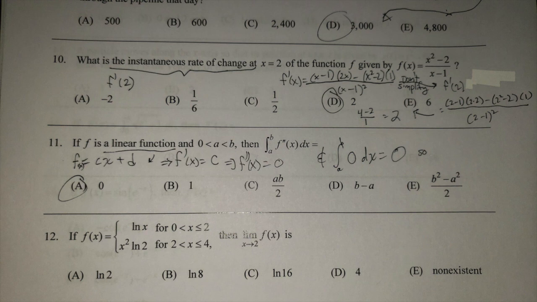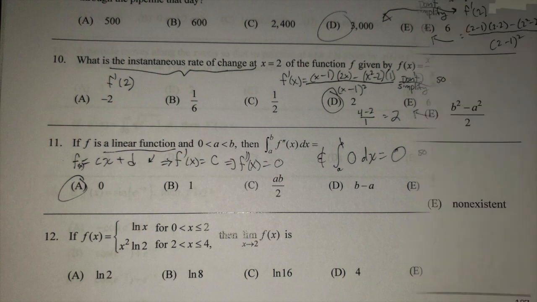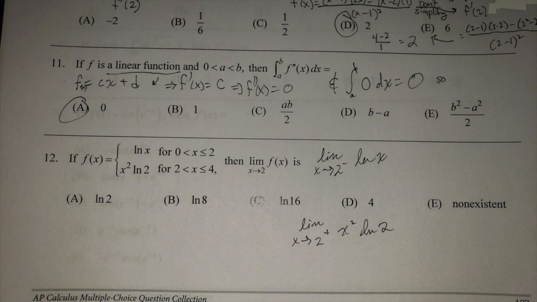All right, 12. If f of x is this piecewise function where it is equal to natural log of x for 0 less than x less than or equal to 2, and is equal to x squared times natural log of 2 for 2 less than x less than or equal to 4, and we're talking about a limit, we need to look at the left and right hand side. As x approaches 2 from the left, we're looking at natural log, that's smaller than 2, and as x approaches 2 from the right, that is bigger than 2, so we're going to be using x squared times natural log of 2.